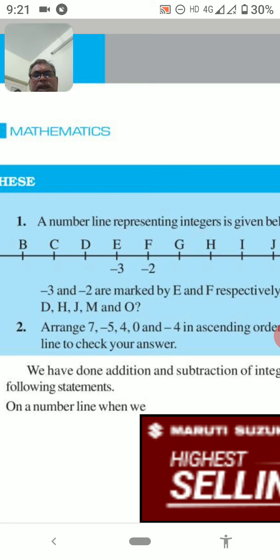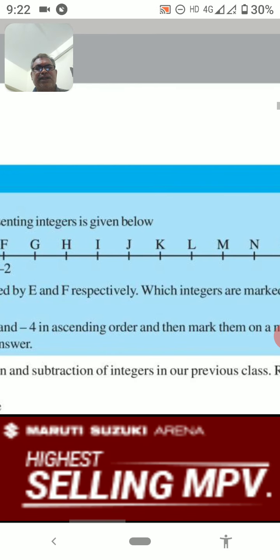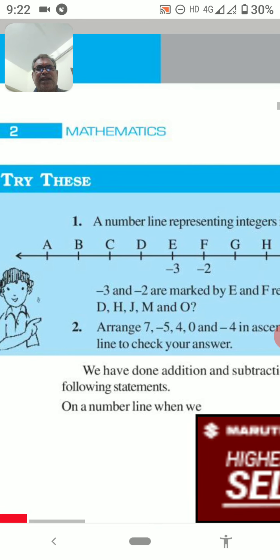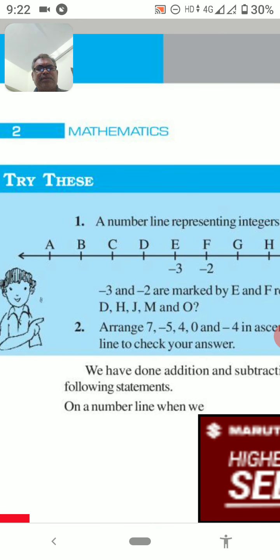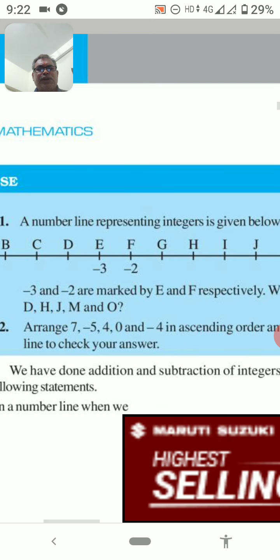Now, what are the operations we have to perform on the number line? Addition, subtraction and multiplication using the number line we have performed on whole numbers in class 6. Now in class 7th you have to perform these operations on integers. So one more thing you see here, a number line representing the integers. So this is try this for you. F represents -3, -2, E represents -3. So you can write here G, H, I.